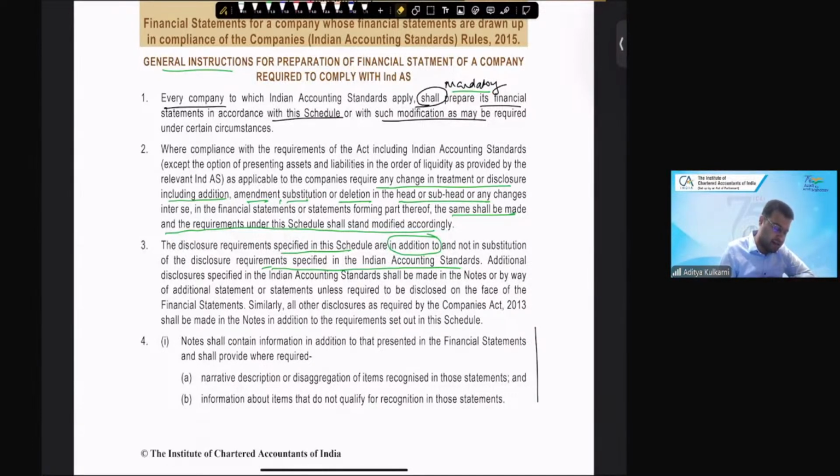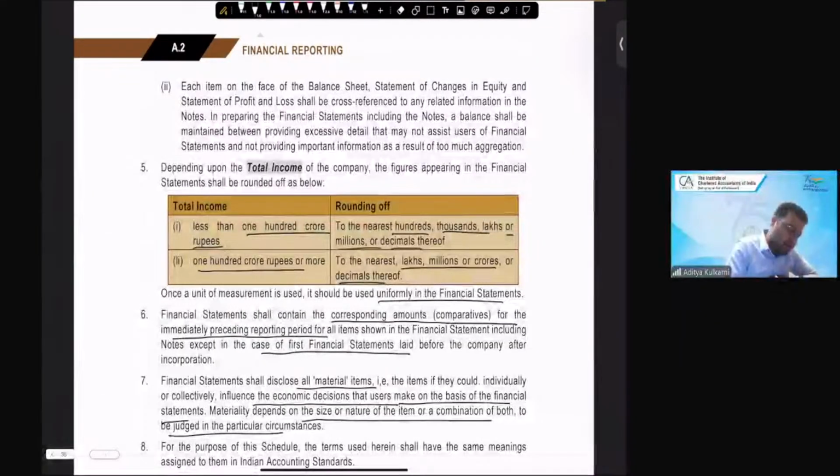Additional disclosures specified in the Ind AS shall be made in the notes or by way of additional statement or statements, unless required to be disclosed on the face of the financial statements. All right. So that is as far as your notes are concerned. Now, notes shall contain information in addition to that presented in the financial statements and shall provide, where required, narrative description or disaggregation of items recognized, and information about items that do not qualify for recognition. Each item on the face of the balance sheet, changes in equity and P&L shall be cross-referenced to any related information in the notes. That we are all aware of.